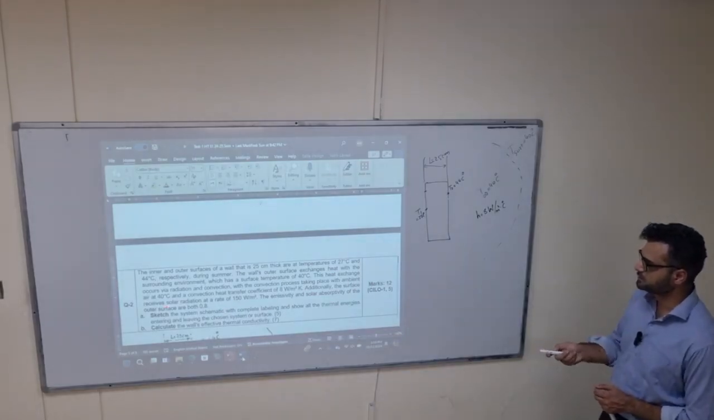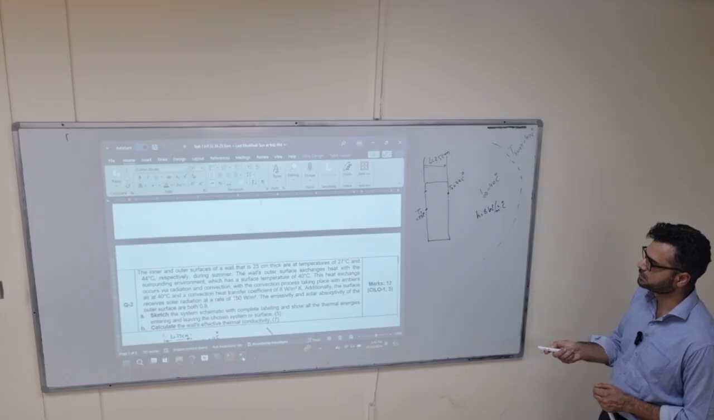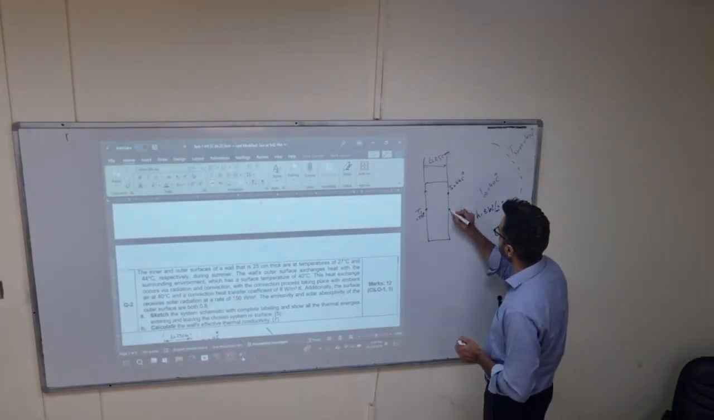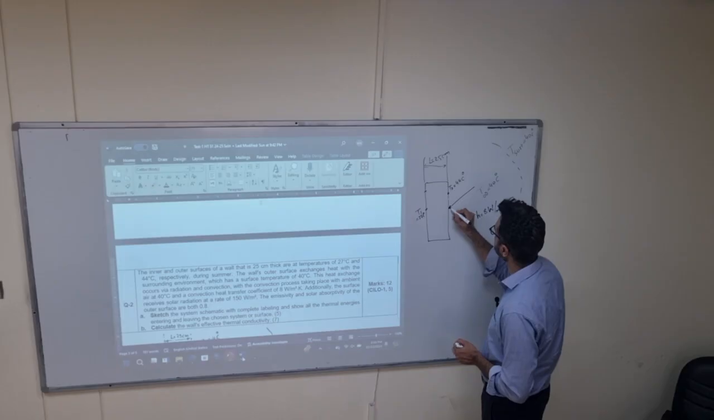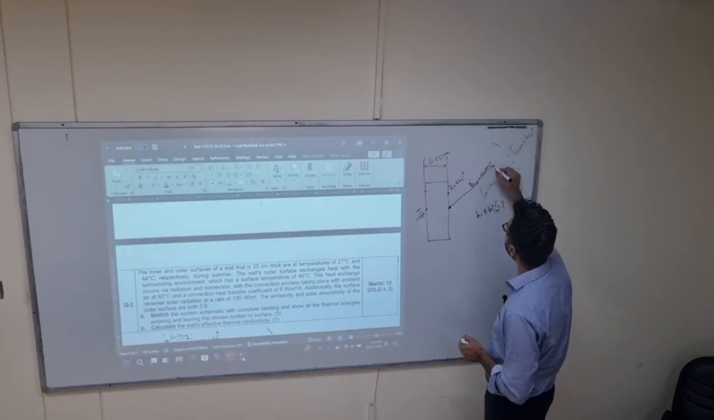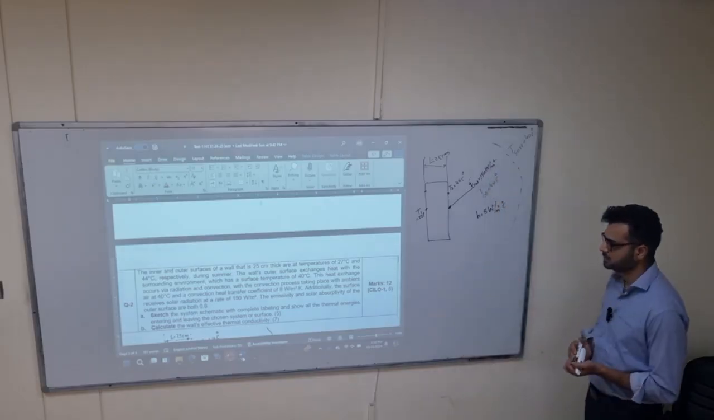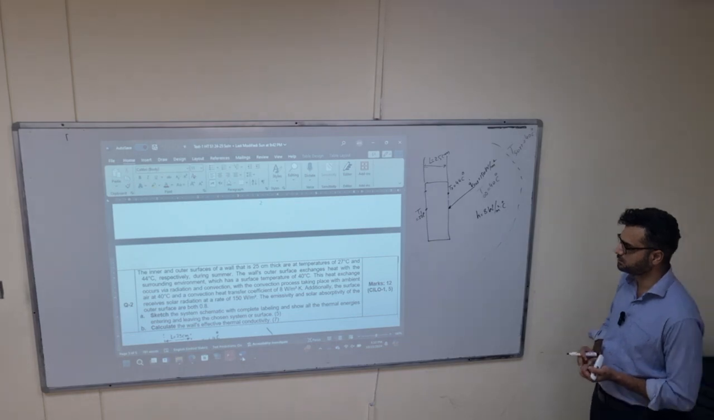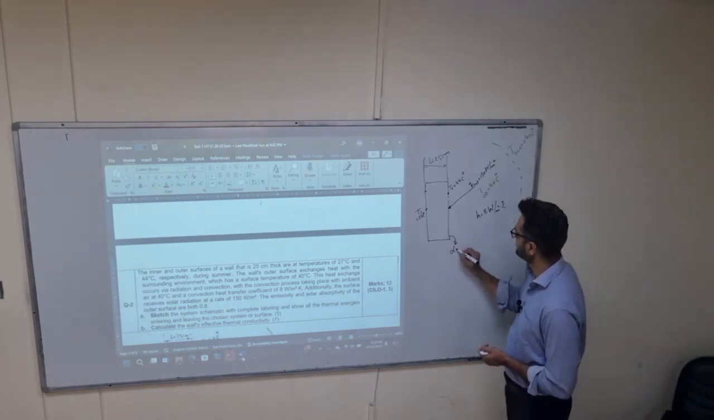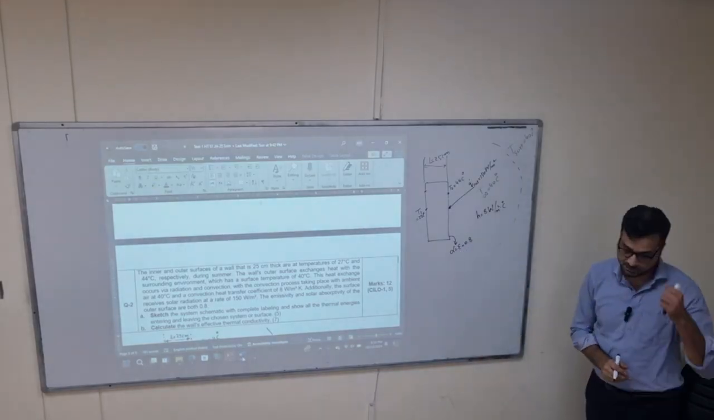Additionally, the surface receives solar radiation at a rate of 150 watts per meter square. So there is solar radiation incident on that wall, and that is given as Q dot solar, 150 watts per meter square. The emissivity and solar absorptivity of the outer surface: here alpha is equal to emittance, 0.8 is given.